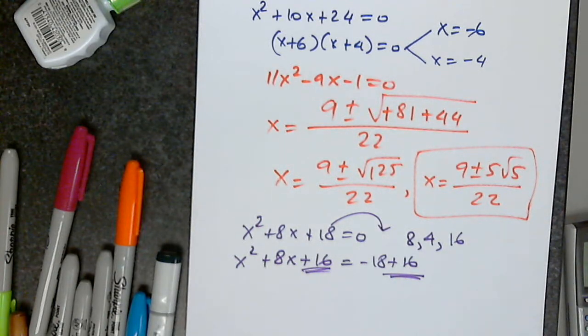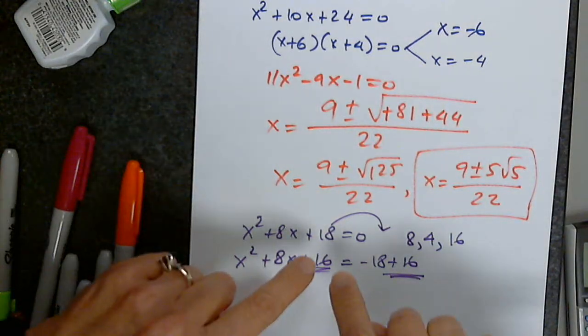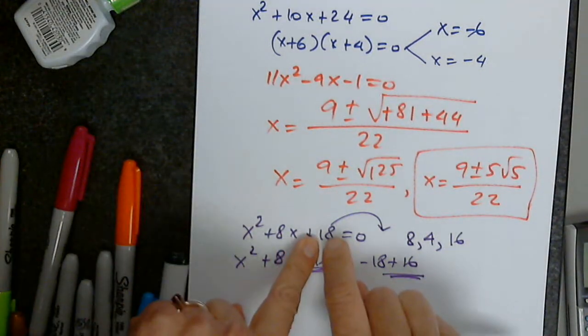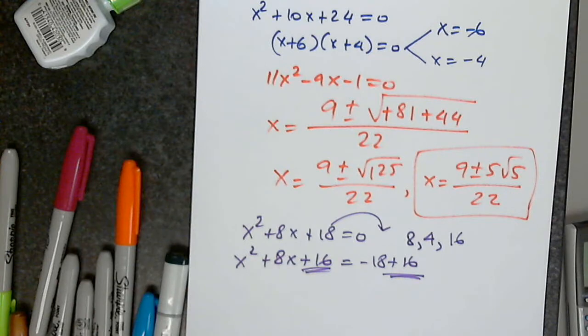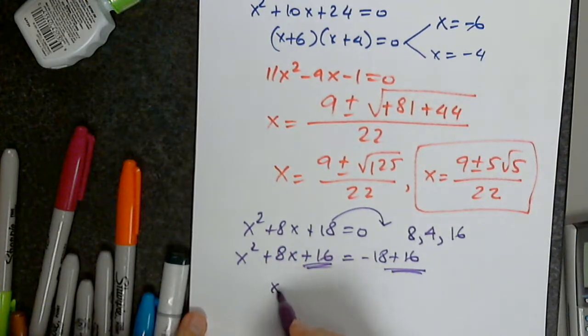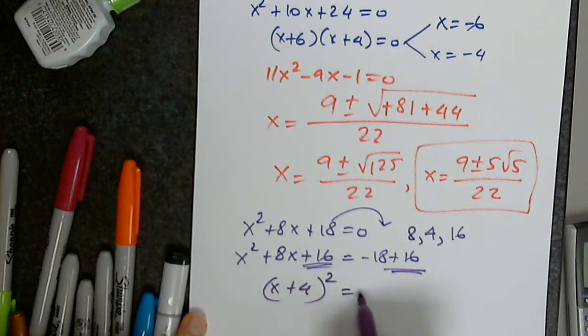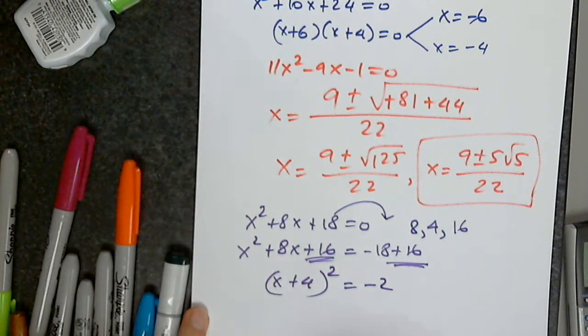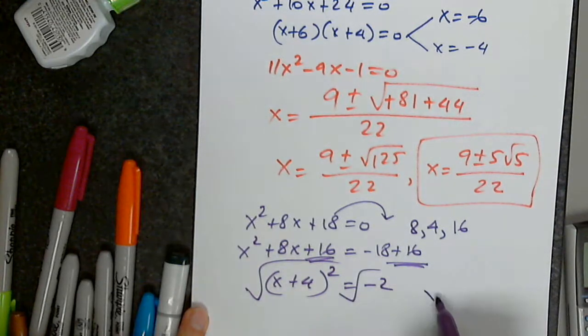Or someone did something very nice. That person split 18 into 16 and 2 and only moved 2 to the other side because 16 should stay on that side, on the left. So then it was very nice. So equals -2. And now I have to take the square root.